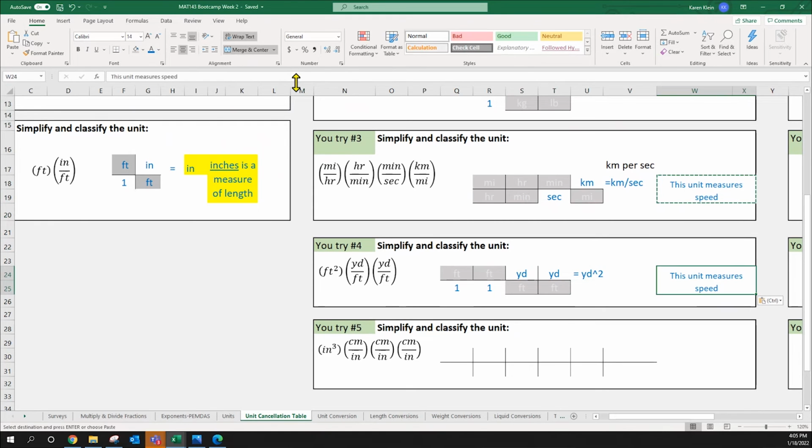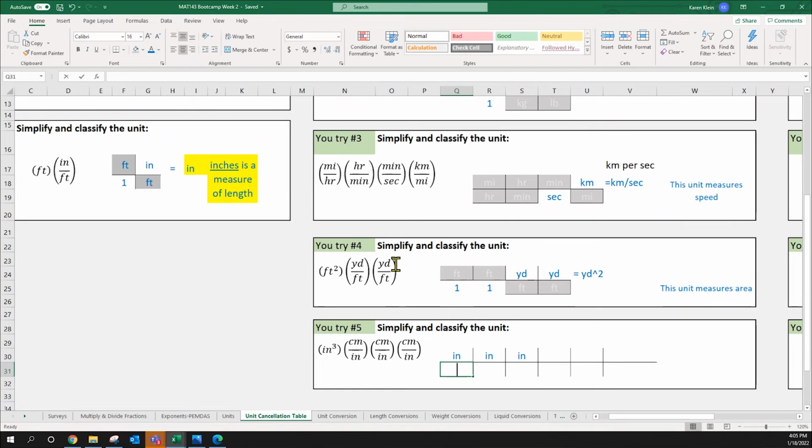Now, this yard squared is a unit measure of what? Normally, yards represent length, but if we have length squared, that represents area. All right, this last one here. So we have inches, inches, inches. Since it's to the 3rd power, I have 3 of those. I have centimeters over inch, centimeters over inch, centimeters over inch. So what is this one going to be equal to?